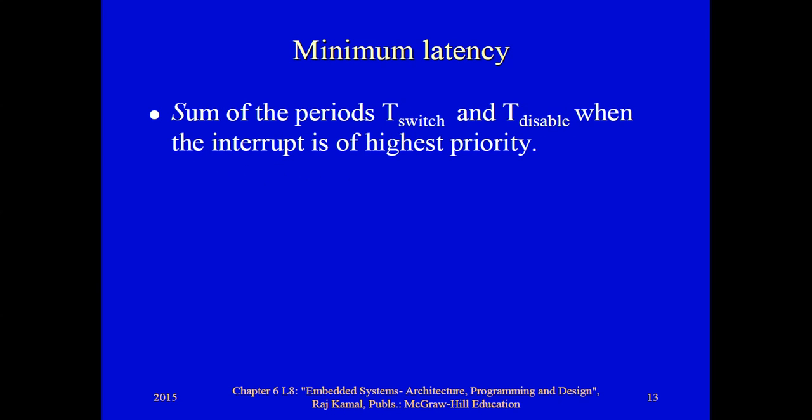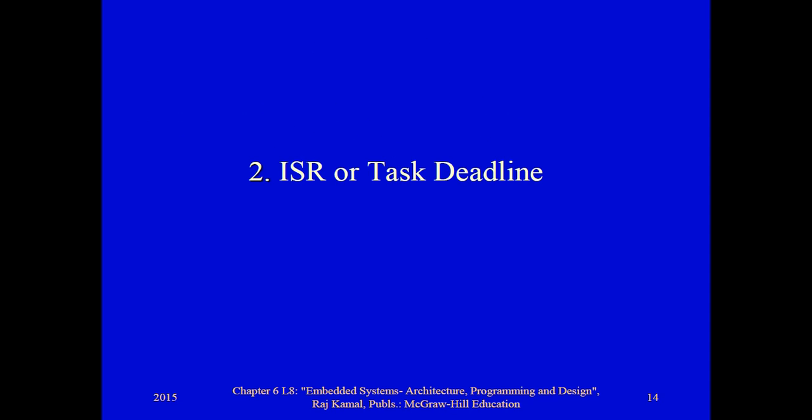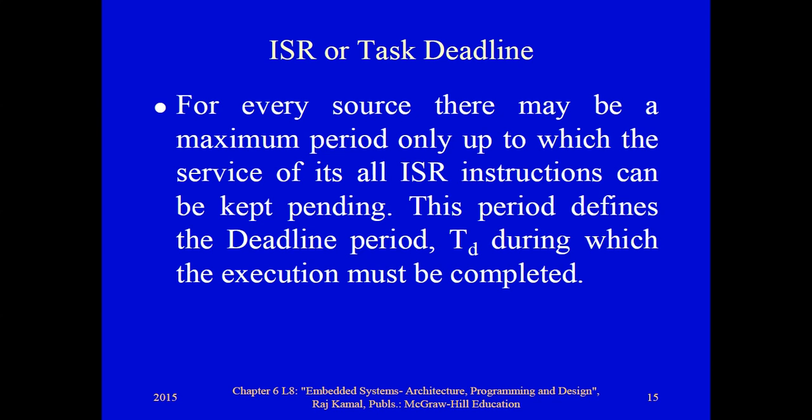Okay. So next is the minimum latency. Minimum latency occurs when the interrupt is of the higher priority, and it is the sum of the periods t switch and t disable. So next is ISR or task deadline.